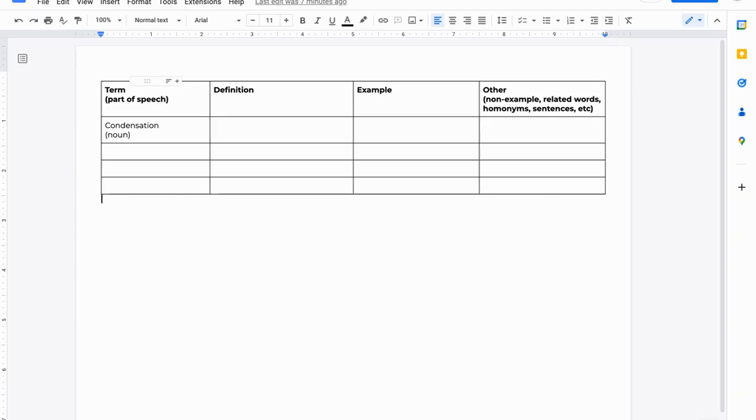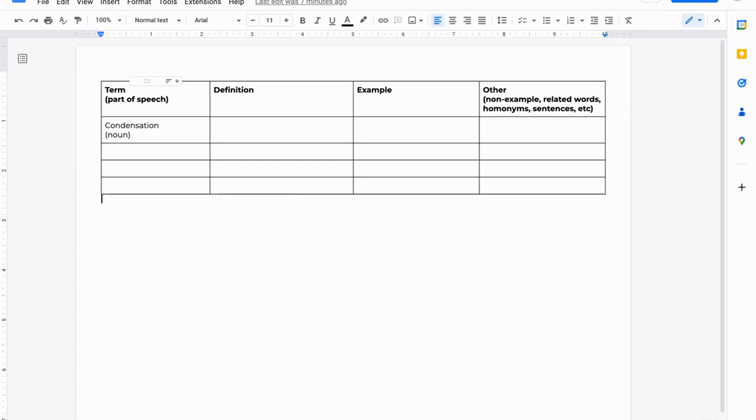This is a simple vocabulary template that I use with students, and it has four basic categories. I used to only have three, but I'll get into that in a second. So the first is a term or part of speech. The second is a definition. The third is the example, or sometimes we put a picture there.